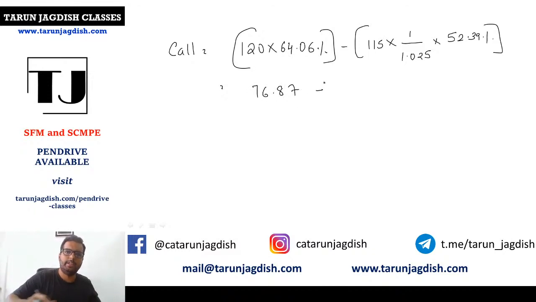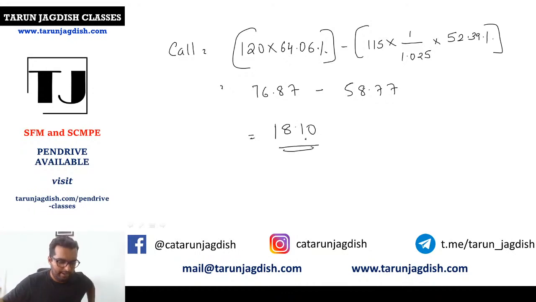76.87 minus 58.77. I'll get the answer as 18.10 as a value of call. Practically, less than denotes what is the probability that the price is less than so much, or what is the probability that the price is more than so much. This logic is also applicable in QT, costing, old syllabus, PERT, program evaluation and review technique.